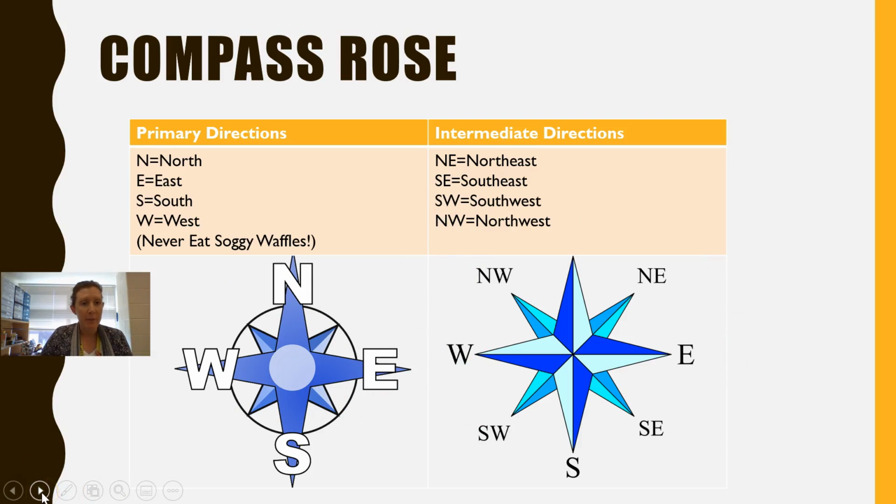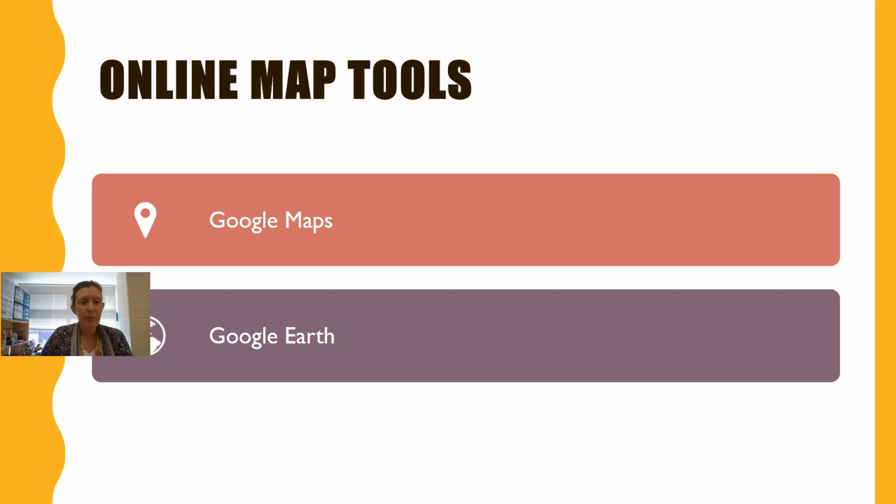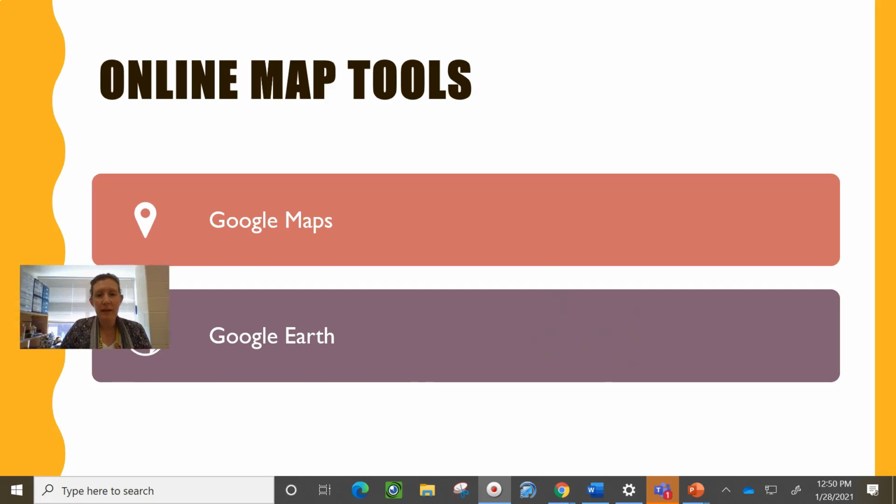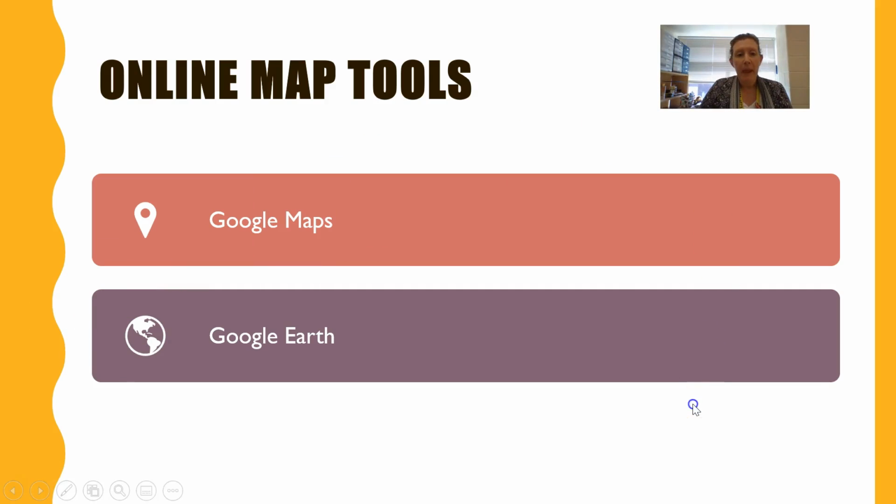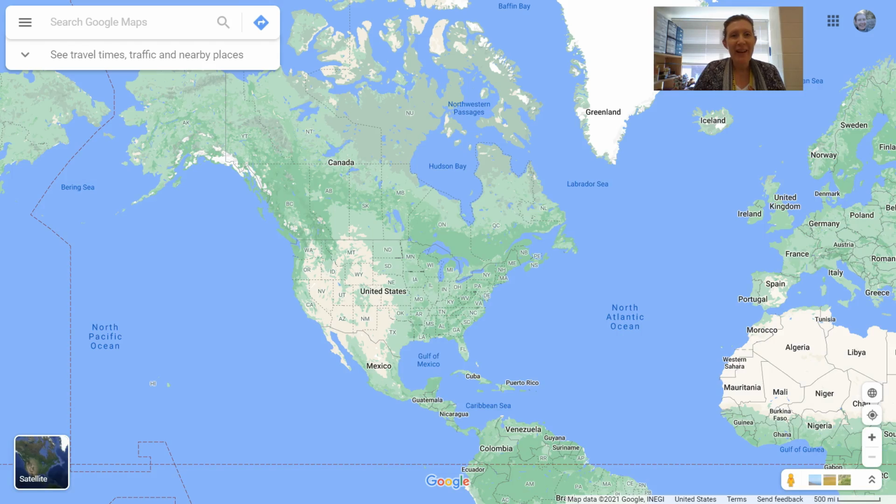very, very helpful. A couple of online tools that we'll be using during this unit include Google Maps and Google Earth. You might have used them before, or this might be your first time using them and exploring with them. Let me show you what they look like. All right, here we are in Google Maps.